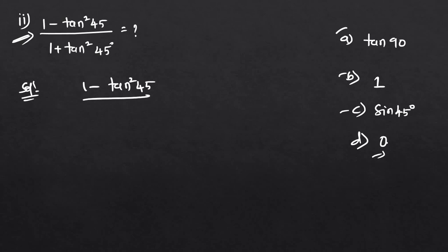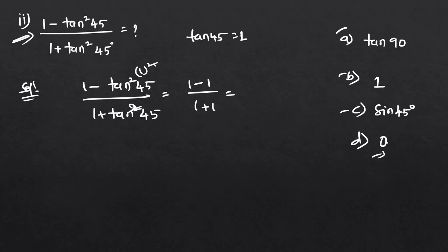Solution: 1 minus tan square 45, no? So divided by 1 plus tan square 45. So tan 45 value is how much? 1, no? So here we'll take it as 1 minus 1 divided by, this is 1 square only will come. So here 1 square, 1 only will come. So here also plus 1 by 1. So 0 divided by 2 will come here. Here 0 is the value. So D is the right option here.